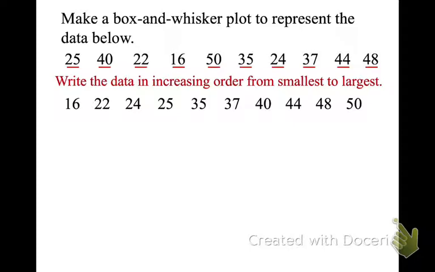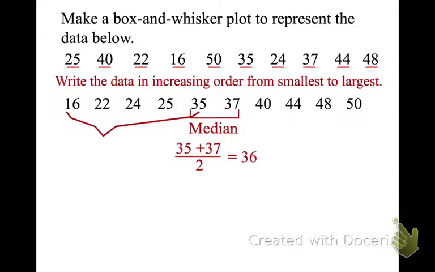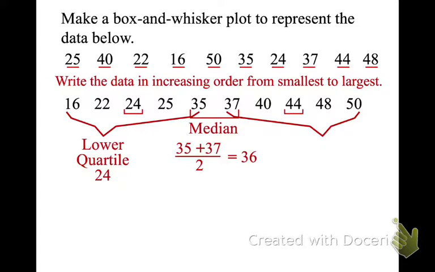All right, now find your lower quartile, your median, and your upper quartile. Start with your median. Now check your work. It's between 35 and 37, so 35 plus 37 divided by 2 is 36. And then I'm finding my lower quartile. Should be 24, and my upper quartile is 44.